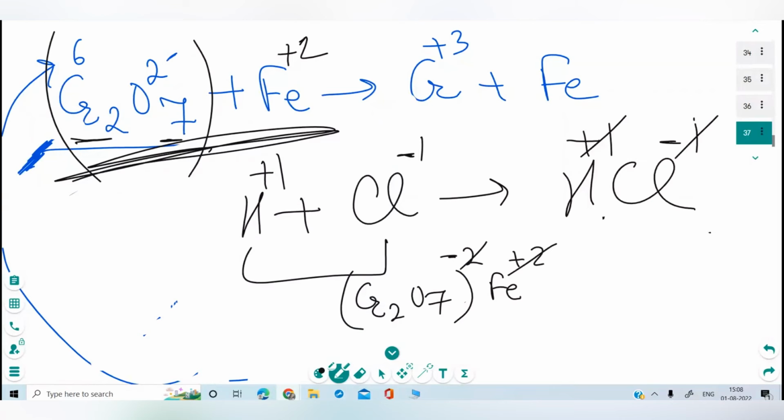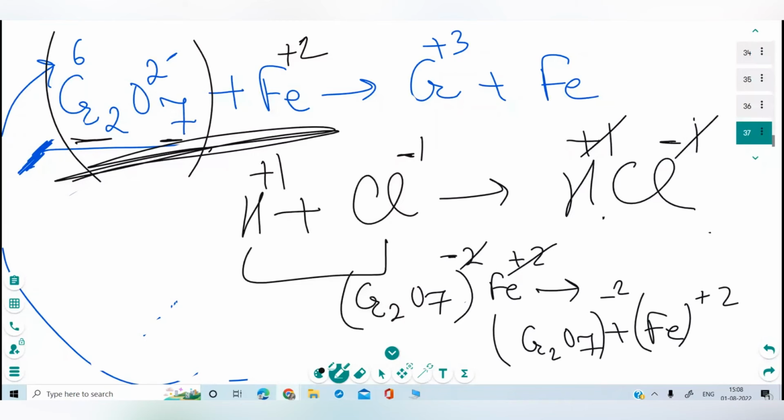So what I did, I have split these two. I have written it like this. So obviously the charge for this will go this way, and the charge for this will go this way. So I have written this whole thing separately. That is why this is like this.